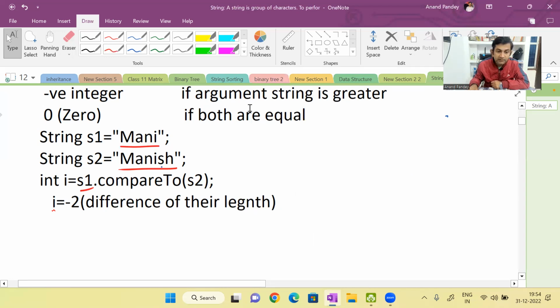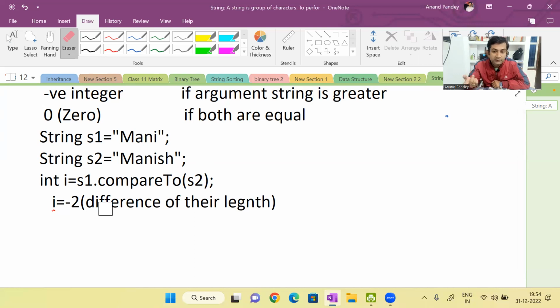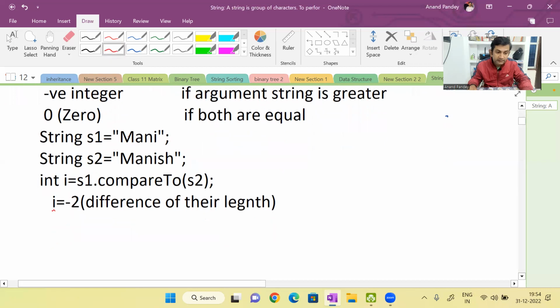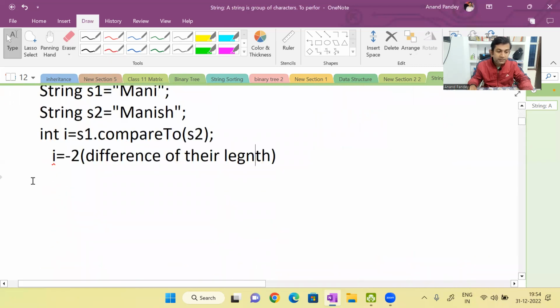And if you're getting minus 2, if you're getting a negative integer, it means the argument string is greater, means this time money is greater, in the sense of their lengths. Here the string which has greater length will be called greater in such a situation. I hope it's clear to all. This is all about compareTo function. Once again, please remember the return type of this function is not boolean, it is int.